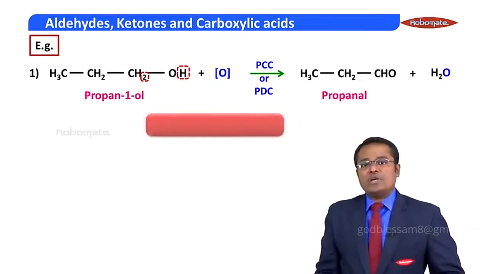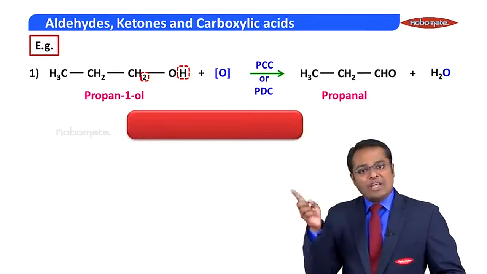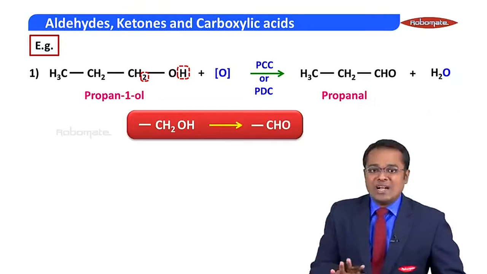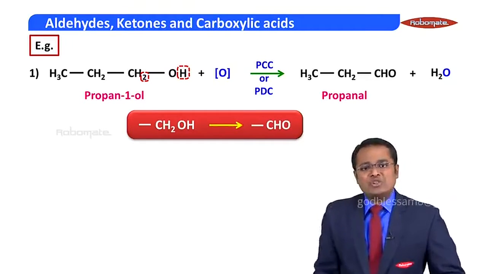The shortcut involved in this reaction is that a primary alcohol CH2OH gets changed to CHO as an aldehyde. So this is a shortcut. Let's apply the shortcut properly.